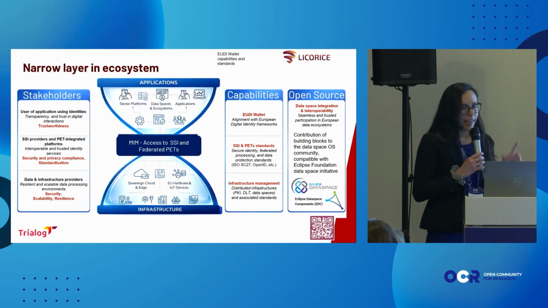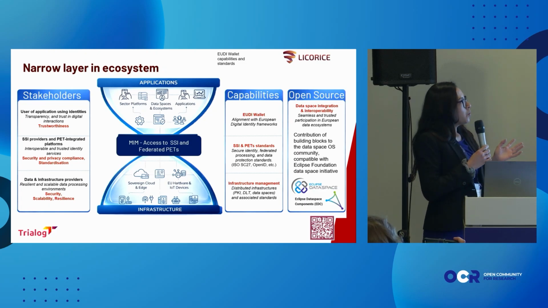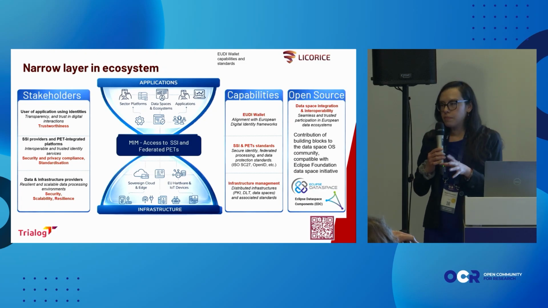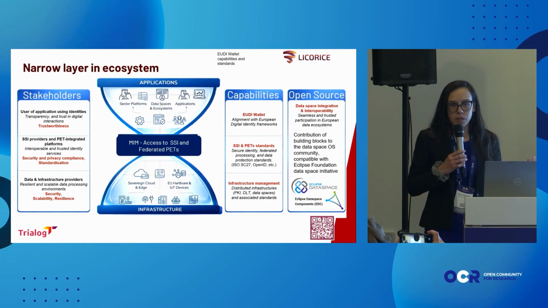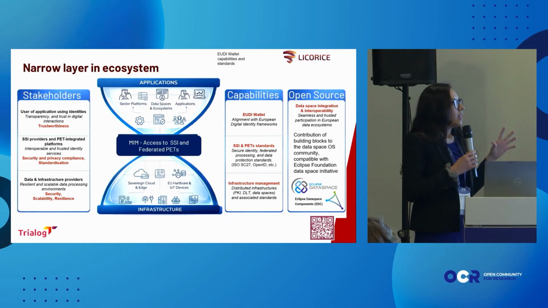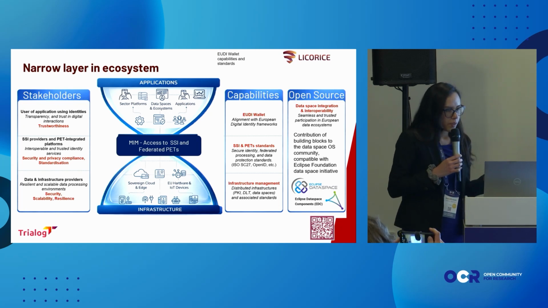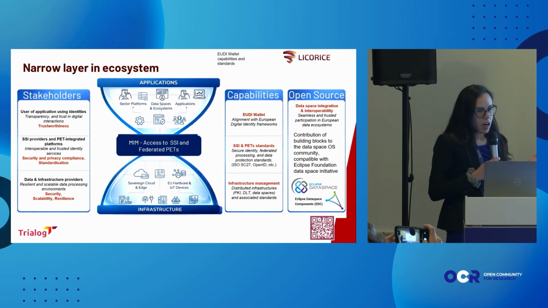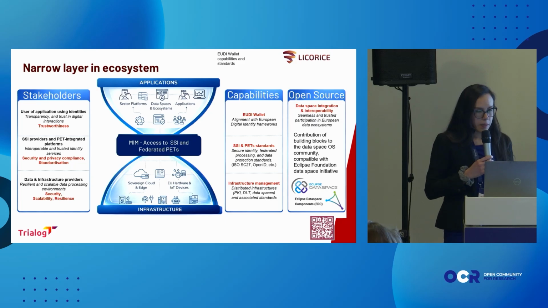In the case of the Licorice project, the idea is that, as in all of the different projects where we apply the model, we have to identify the stakeholders and the capabilities. The stakeholders, in this case, are the ones that can offer us trustworthiness. So, for instance, we have the applications that use identification as the source to allow users into the system.